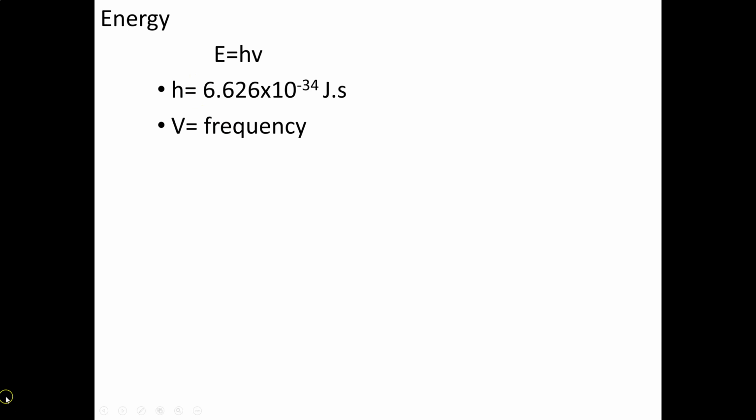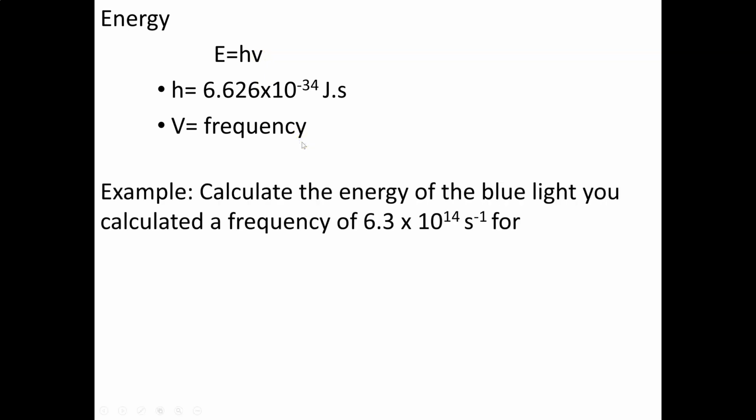V is frequency. Put all that together, and we're going to use the frequency they give us to get our energy. So how do you do that? Well, here's an example. The energy of a blue light, you calculate a frequency of 6.3 times 10 to the 14, that's inverse seconds. So what am I going to do? I'm going to plug this into this formula. So I get this. Once again, two different ways of handling it.